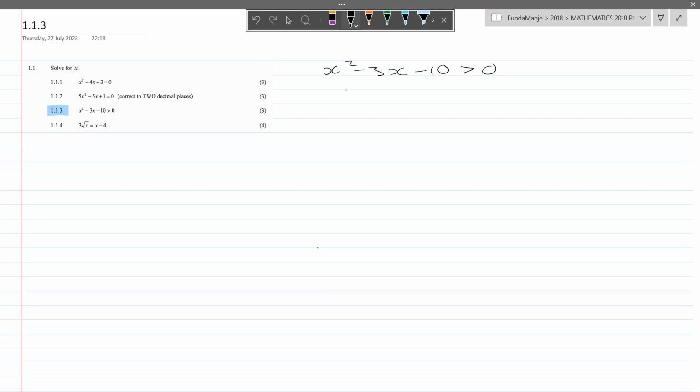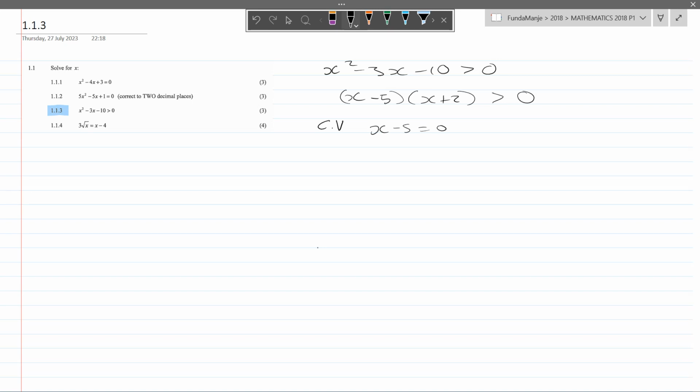And in order to do that, we open up our two brackets and factorize. The factors of 10 that we can add to give us minus 3 will be 5 and 2. So we'd have something like minus 5 and plus 2. Minus 5 and plus 2 gives us minus 3. And if we multiply minus 5 and 2, we get minus 10. Then from here, we do not get the values of x for our answer. We get the critical values that will allow us to get our answer.